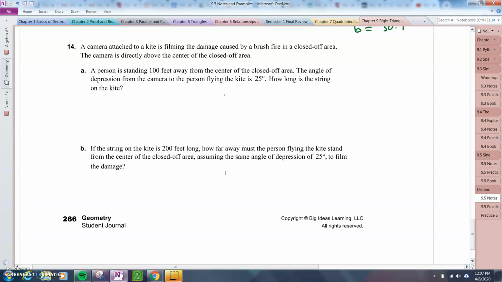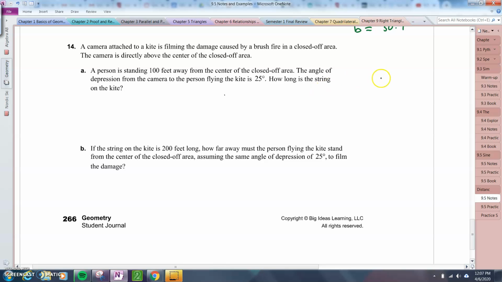So A, we start: a person is standing 100 feet away from the center of a closed off area. The angle of depression from the camera to the person flying the kite is 25 degrees. How long is the string on this kite?